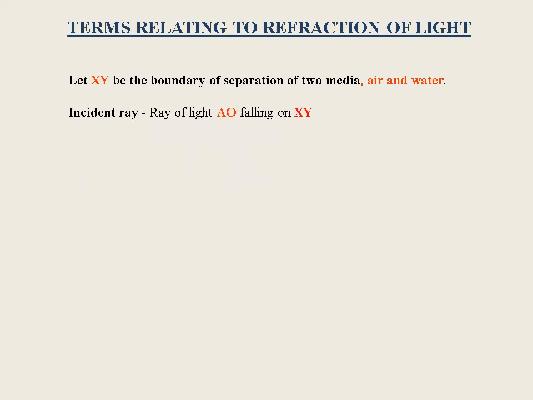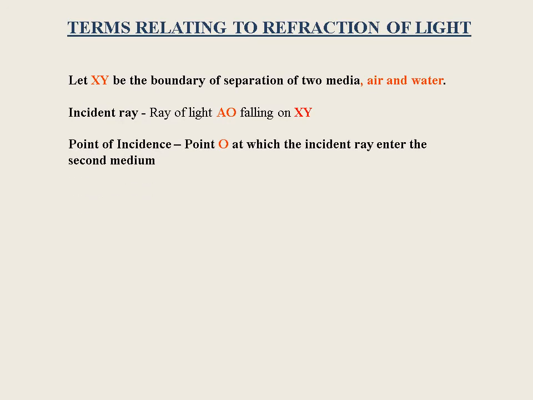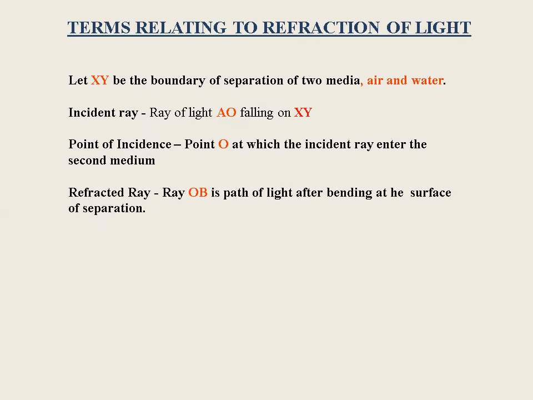Terms related to refraction. To understand refraction better, we need to learn some terms related to it. Let XY be the boundary of separation of two media, air and water. The ray of light AO falling on XY is called the incident ray. The point O at which the incident ray enters the second medium is called the point of incidence. The incident ray bends at the point of incidence. The ray OB represents the path of light after bending at the surface of separation. This is called the refracted ray.